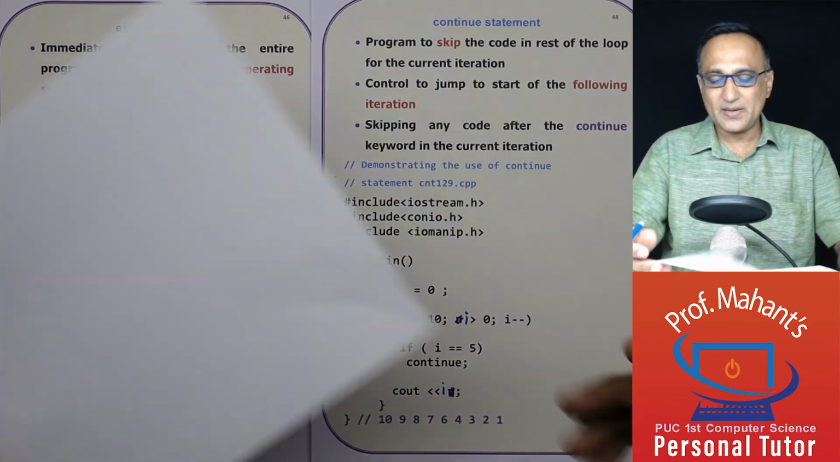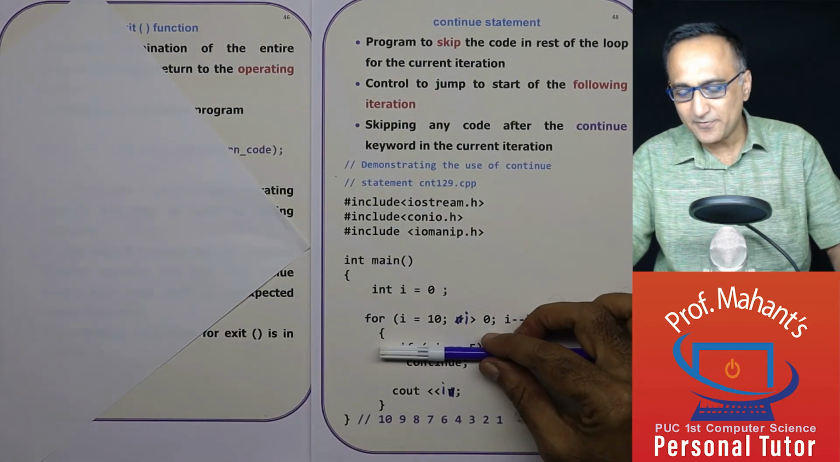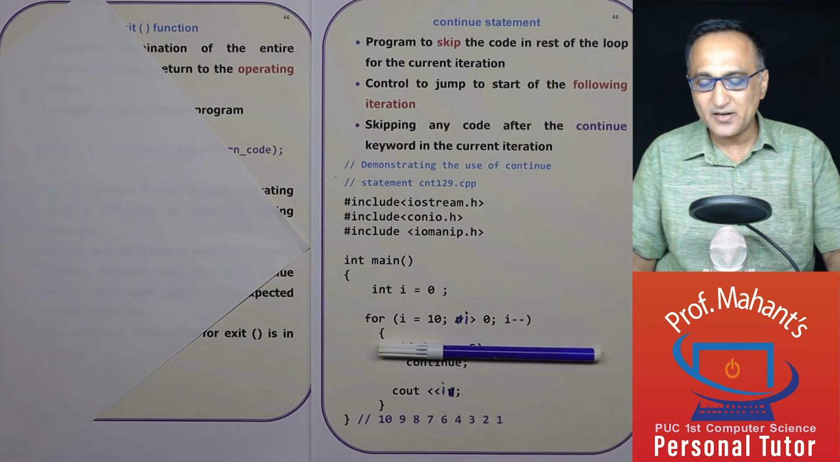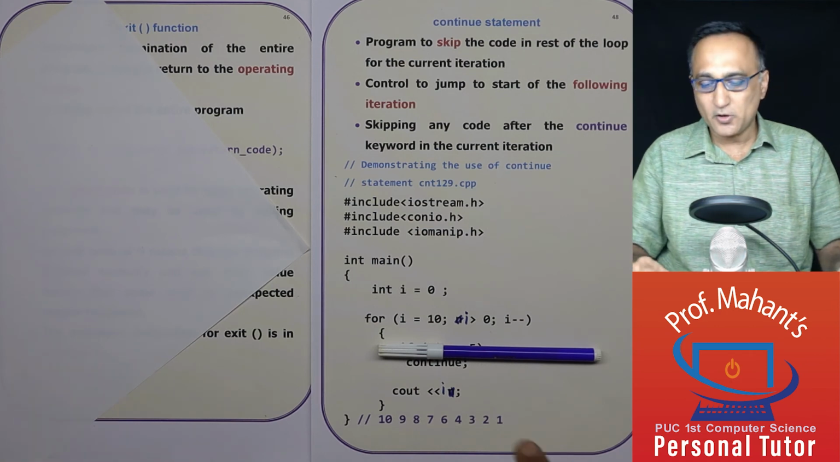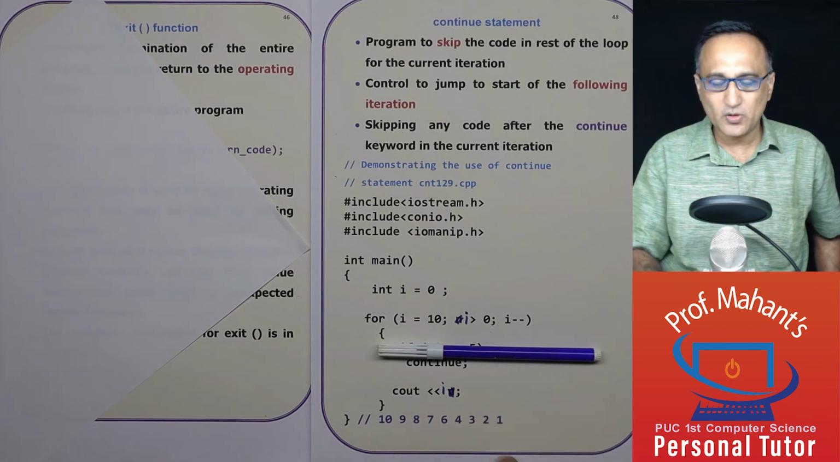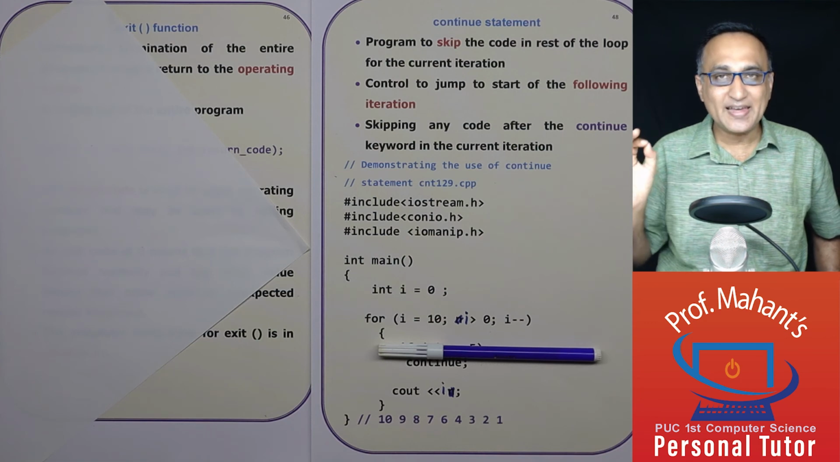Let me give you an example now. Suppose I hide this if, and this continue is there. What do you think is going to happen? It is not going to print any value between 10 to 1, because after continue there is a cout. That cout is never going to get executed.